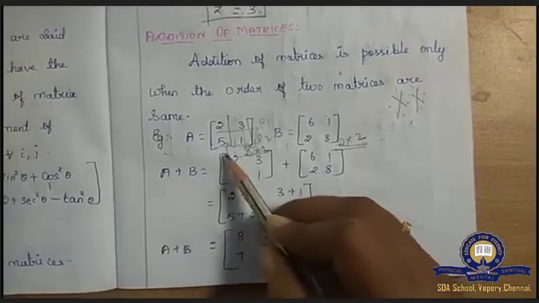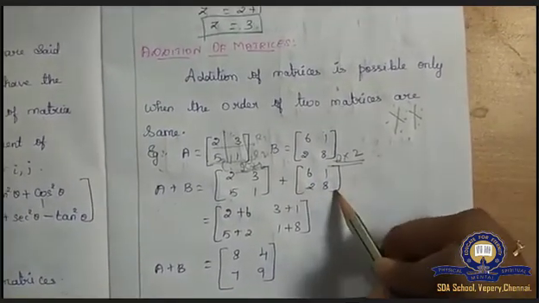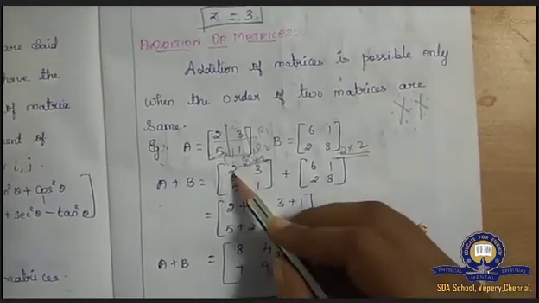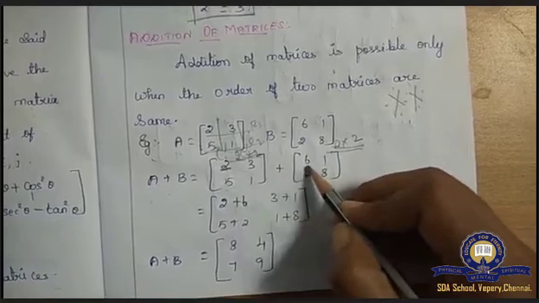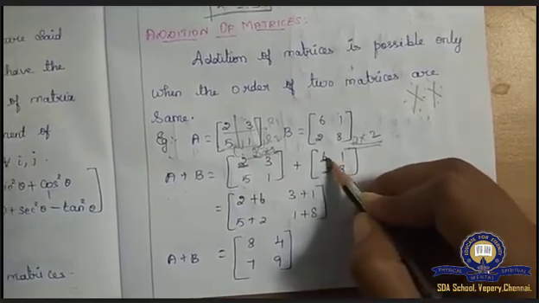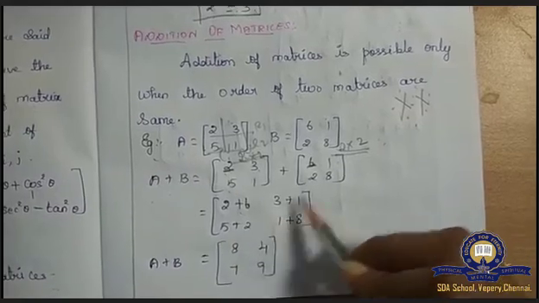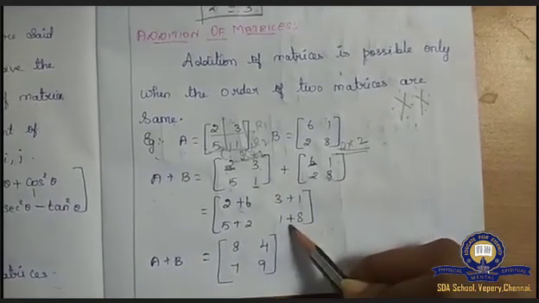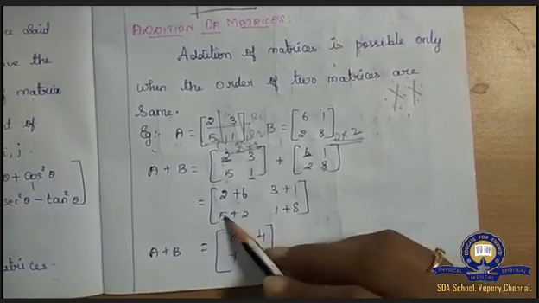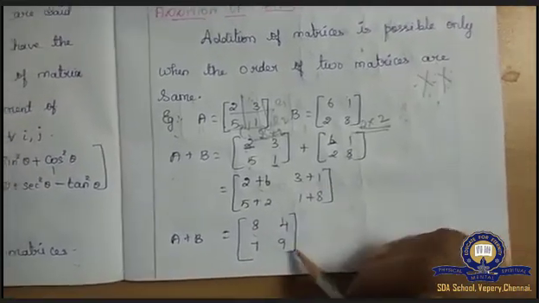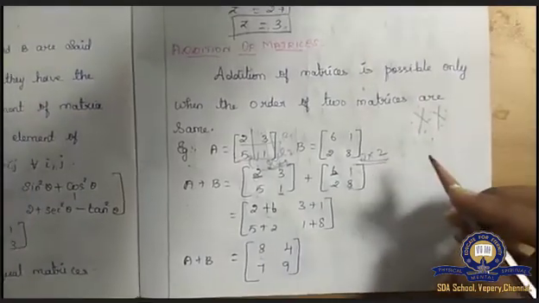In place of A, I want to substitute the matrix A, and in place of B, I want to substitute the matrix B. Now here I am going to add directly. So this is in the first row, first column, A11, right? So 2 plus 6, 3 plus 1, 5 plus 2 and 1 plus 8. So 2 plus 6 is nothing but 8, 3 plus 1 is 4, 5 plus 2 is 7, 1 plus 8 is 9. So in this way we have to add two matrices.